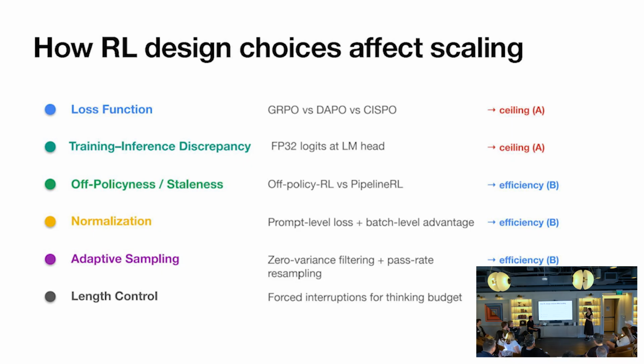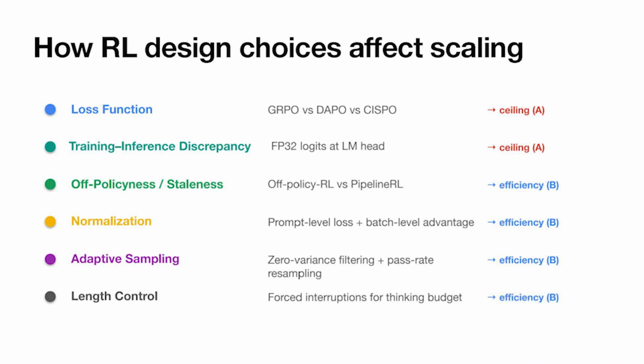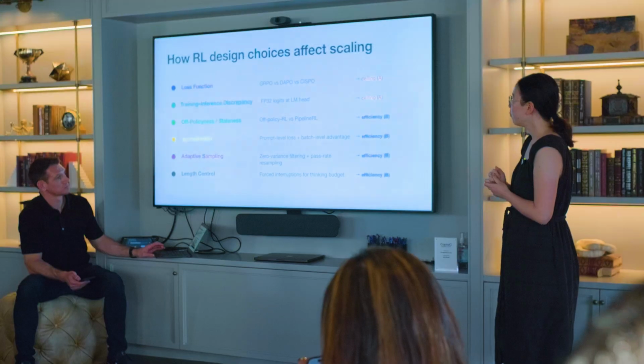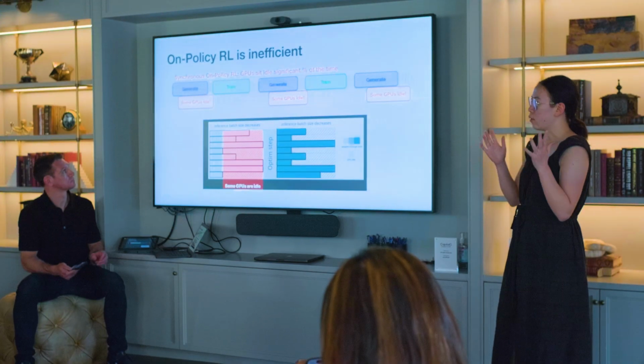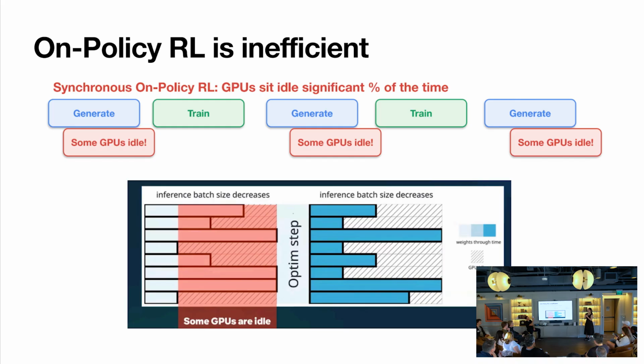So I'll go into off-policyness first, which is a pretty big problem in large-scale RL. So why do we do off-policy RL? That's because on-policy RL is very inefficient. What does on-policy RL mean? It's very simple. You generate a bunch of samples, you get your rollouts, and then you run a training step. And then with your new weights, you run a new step of generate to get the samples, and then you run training again.